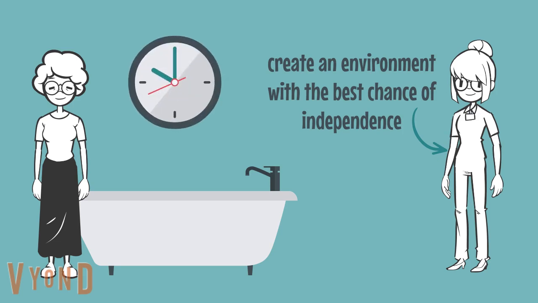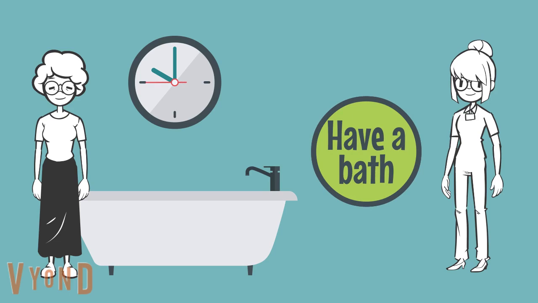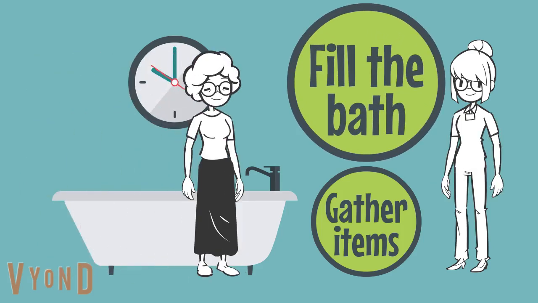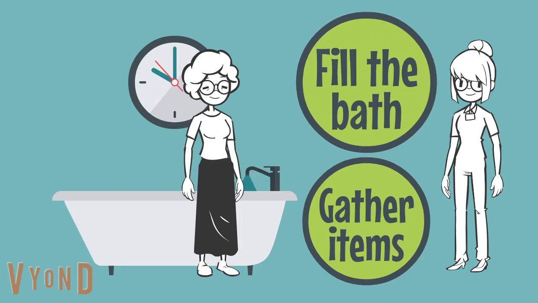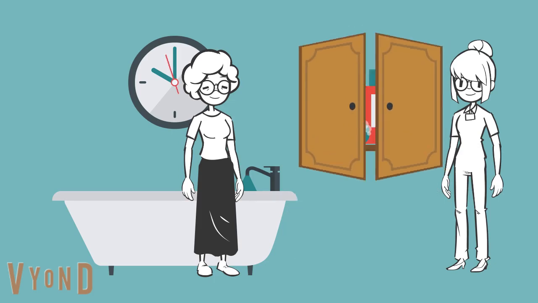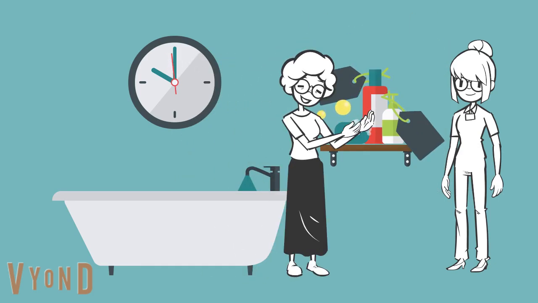Finding out what time of day Mary would normally bathe could be helpful, and breaking down the tasks into chunks and prompting her at each stage will help her to complete the activity. For example, suggesting she fill the bath, and then gather the things she needs. Putting these items in plain view and labelling them can also help Mary to be independent.